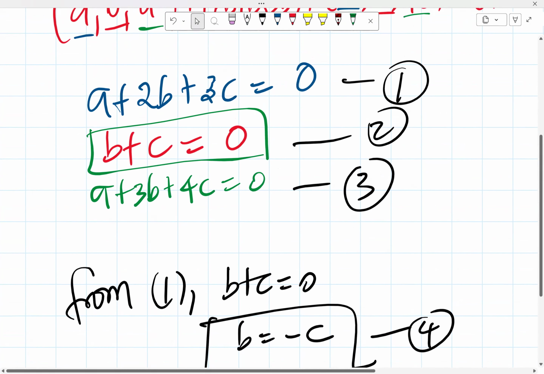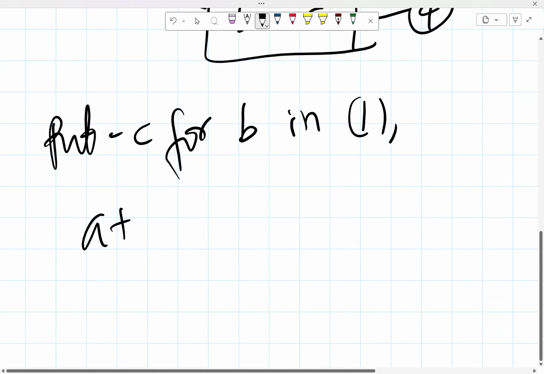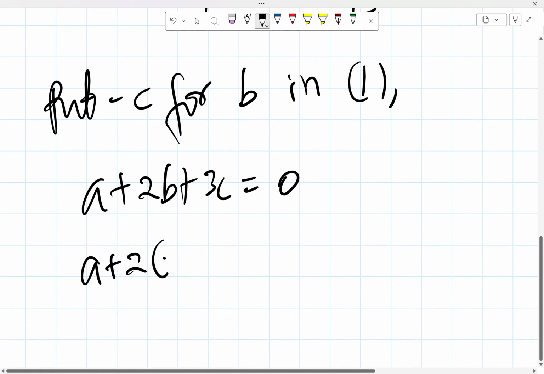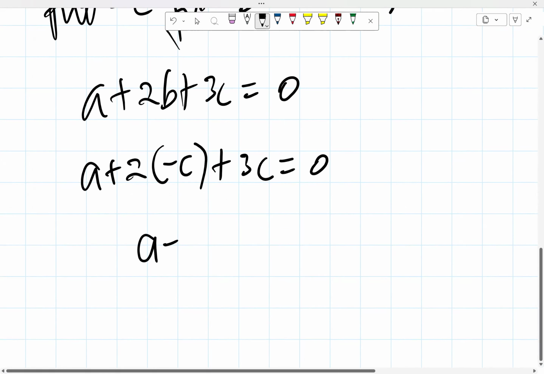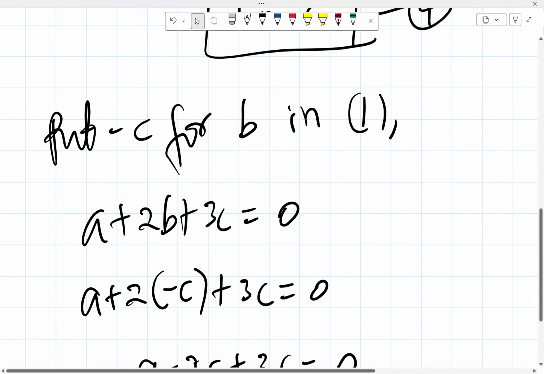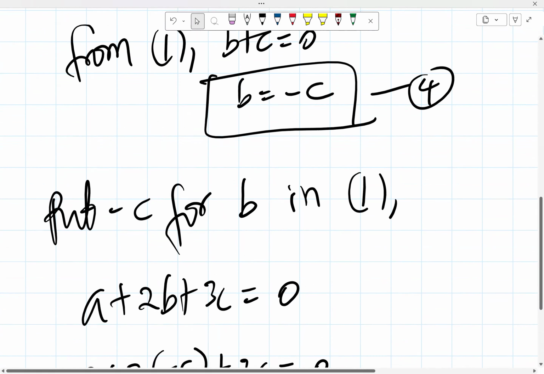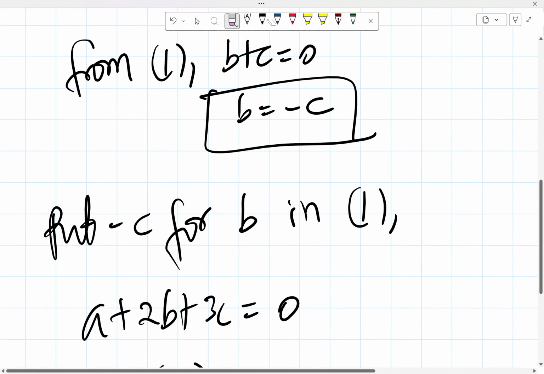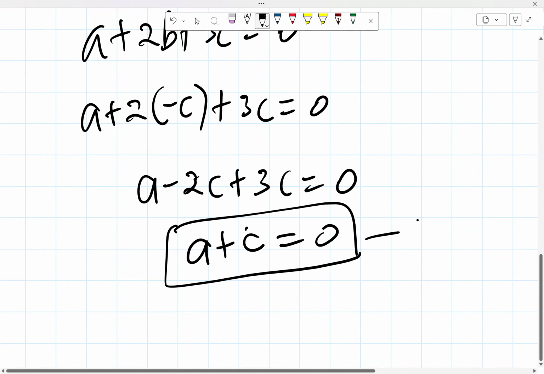So what does equation 1 say? A plus 2B plus 3C is equal to 0. But now we know B is minus C. So we have A plus 2 into minus C plus 3C is equal to 0. So that means A minus 2C plus 3C is equal to 0, so A plus C is equal to 0. So we have another equation right here. Call that equation 5. Or maybe I should leave this one alone, and call this equation 4 now.